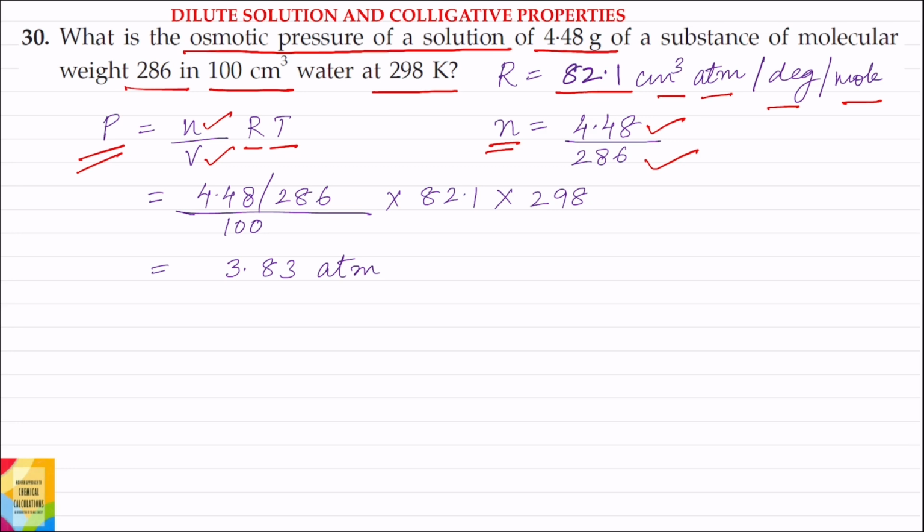Now in this value of R, the unit of volume is centimeter cube. So volume of solution will be in centimeter cube. N, that is 4.48 divided by 286 divided by volume of solution, that is 100 centimeter cube, into value of R, that is 82.1, into 298, that is the temperature. Solving, osmotic pressure is equal to 3.83 atmosphere.